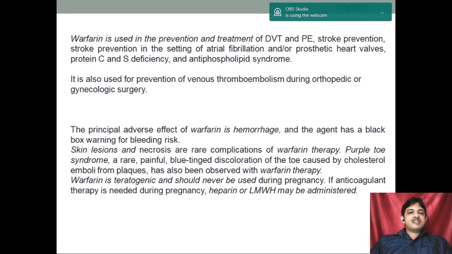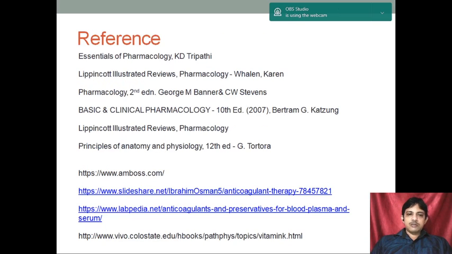Warfarin is teratogenic in nature, so it should not be used during pregnancy. In pregnant women, if any anticoagulant is required, it is very useful to give heparin, not warfarin. And warfarin has contraindications and interactions with a large number of drugs. These are some of the references you can go through for the details.